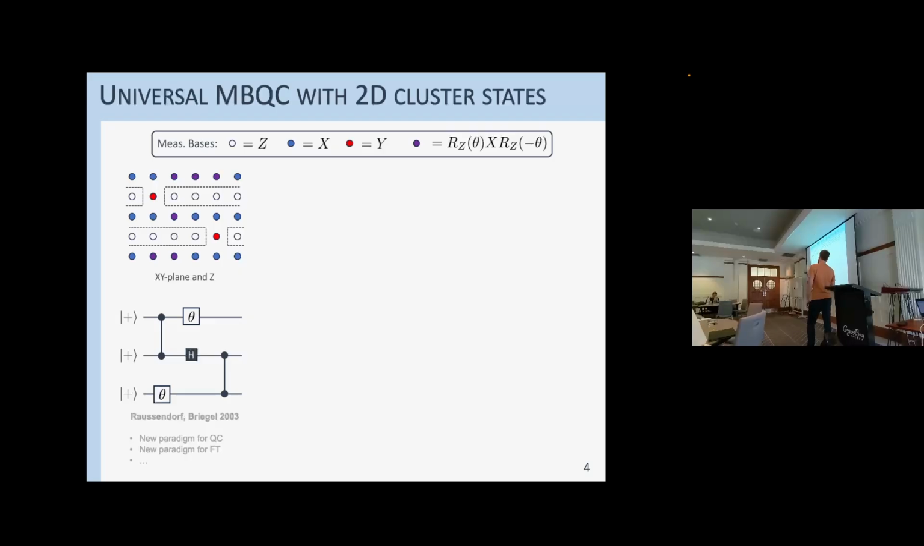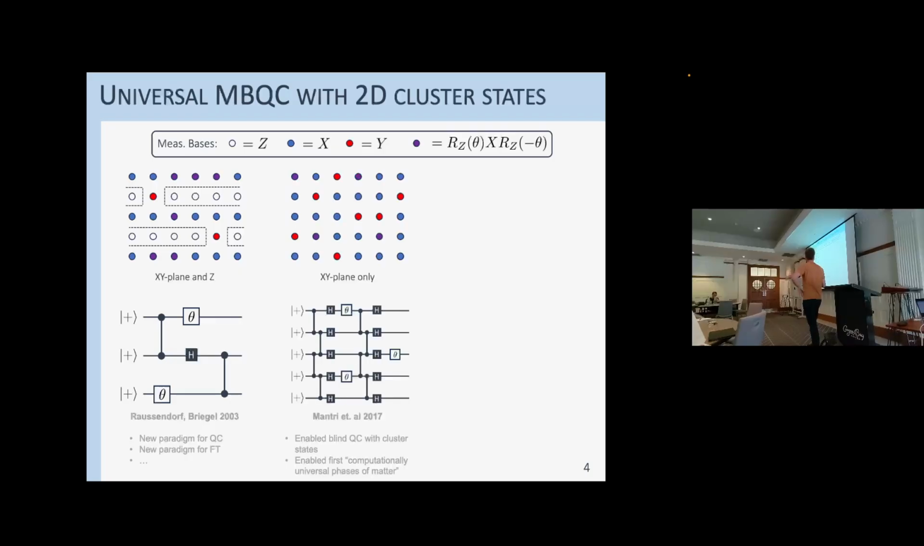So yeah, MBQC, I think it goes without saying that it was a huge new paradigm for quantum computation and for fault tolerance and many other great things it gave us. But it turns out this isn't the only way to use a 2D cluster state to do universal quantum computation. You can throw out the Z measurements, for example. So this was shown in this paper, that this is still universal.